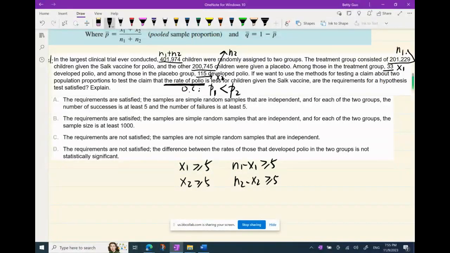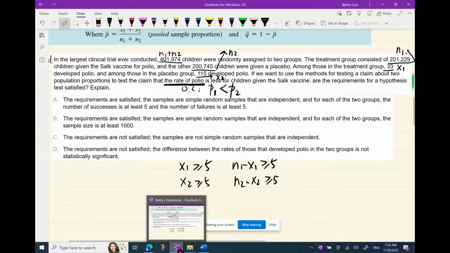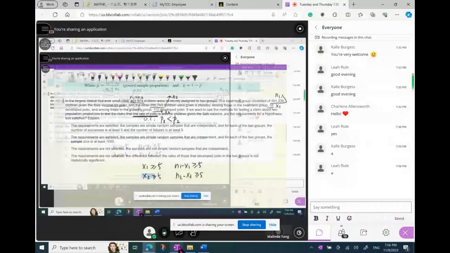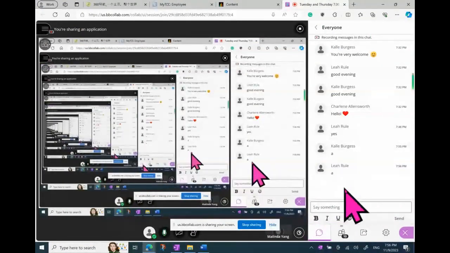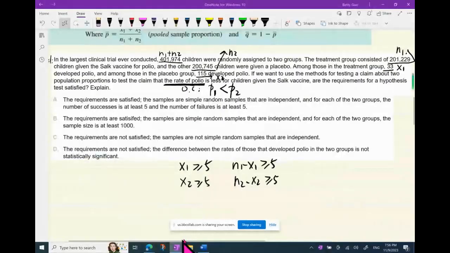Read the sentences. Sorry, the successes here refer to developing polio, but it's just for convenience. It doesn't really mean they are successes. Yeah, I agree. I would choose A as well. Very good. It is satisfied, right?